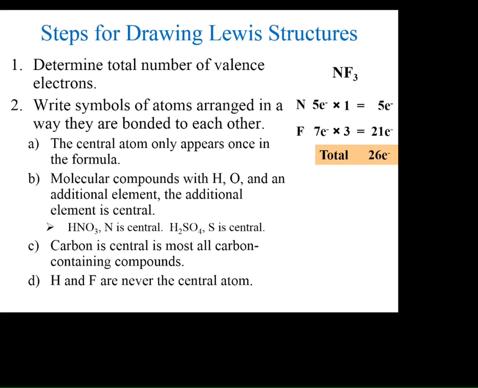Oh, I forgot to mention this. Well, last one. H and F are never in the center. Why? Because H and F can both only make one bond, because they only need 1 valence electron. So N would go in the center.